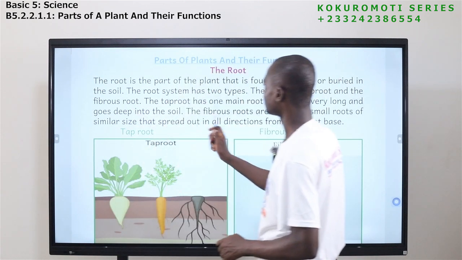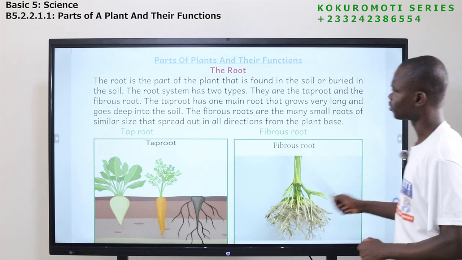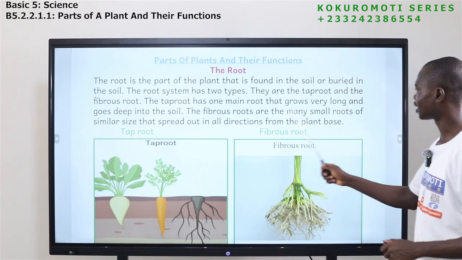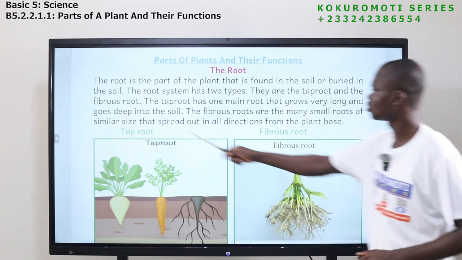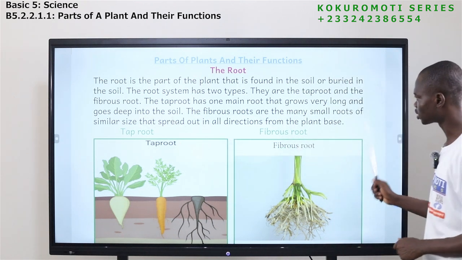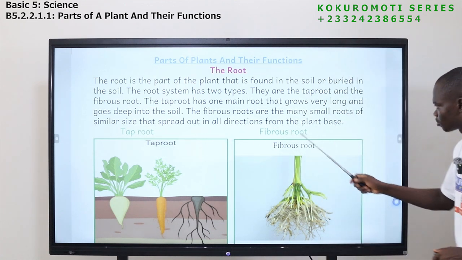Now let's read. The root is a part of the plant that is found in the soil or buried in the soil. The root system has two types. They are the tap roots and the fibrous roots. The tap root has one main root that grows very long and goes deep into the soil. The fibrous roots are the many small roots of similar size that spread out in all directions from the plant base.